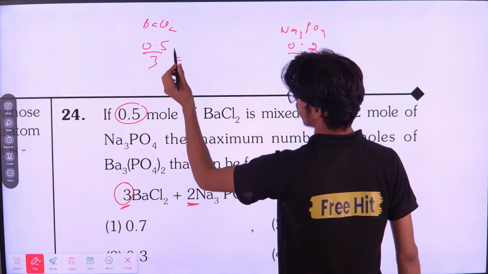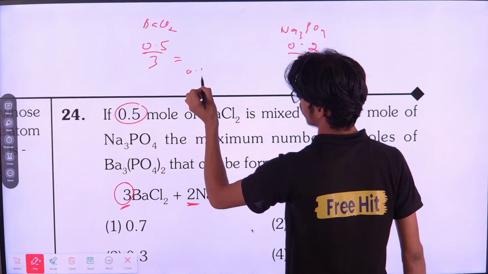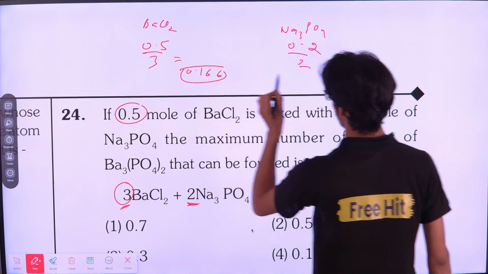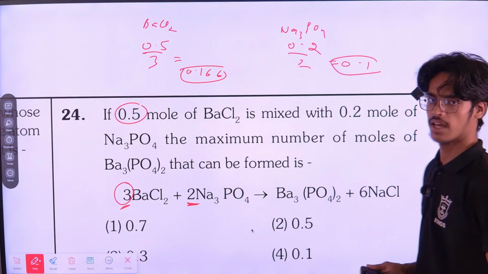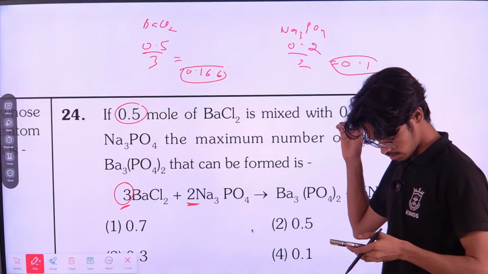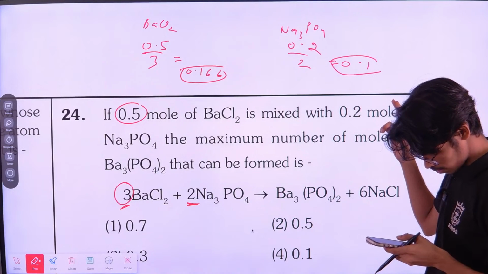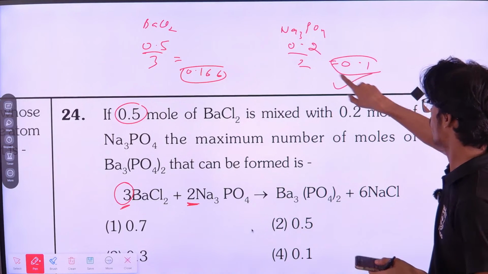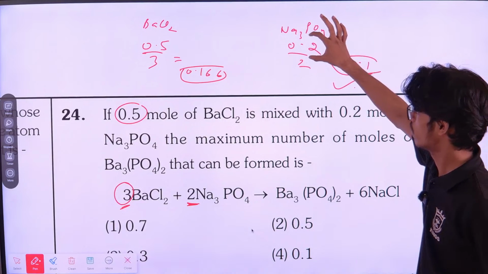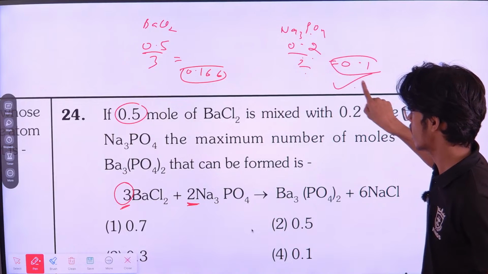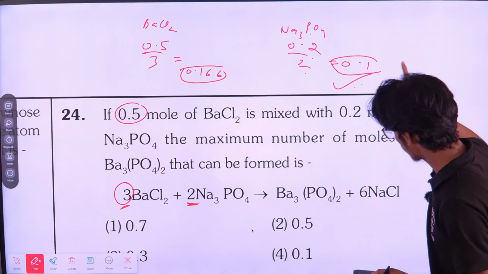It is nearly, if you take, it's like 0.166, right? And this is nearly what? This is 0.1. So which one is lesser? Na3PO4 is lesser. Hence we have to do the calculation according to this. Okay. Somebody has answered. This is the limiting reagent because its given moles divided by the coefficient has a lesser value. Got it? So we have to calculate it according to it.